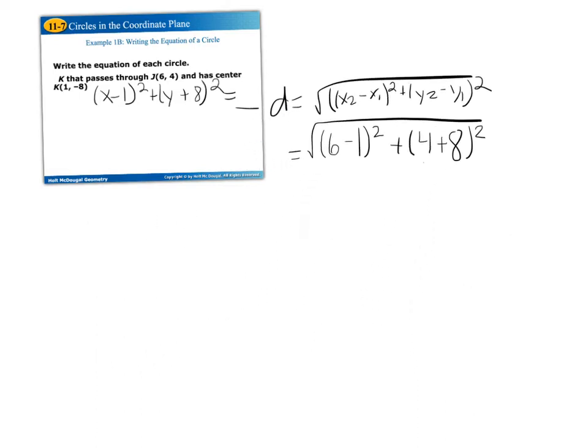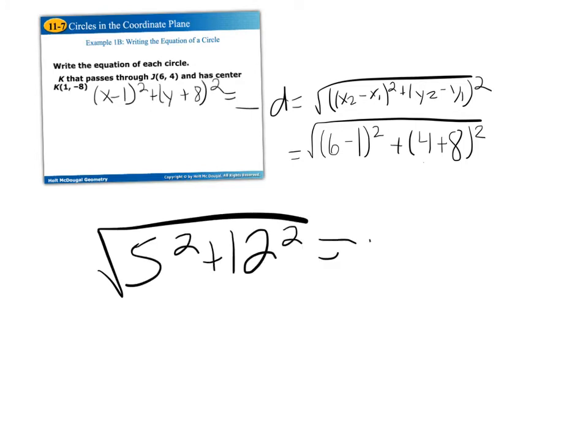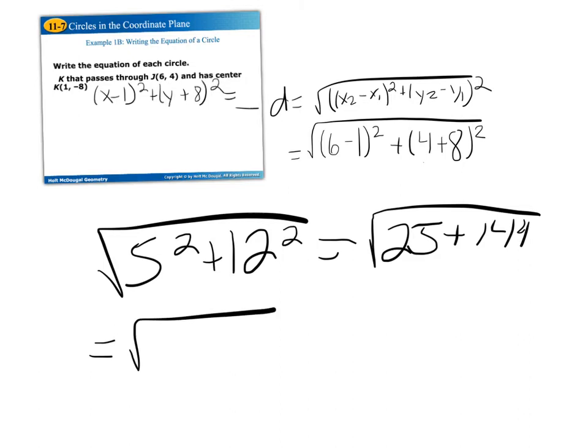Alright, so I get the square root of 5 squared plus 12 squared, which equals the square root of 25 plus 144, which equals the square root of 169, which equals 13. So 13 is my radius. The radius of my circle is going to be 13 units. If I start at the center, it's going to take me 13 units to get out there.